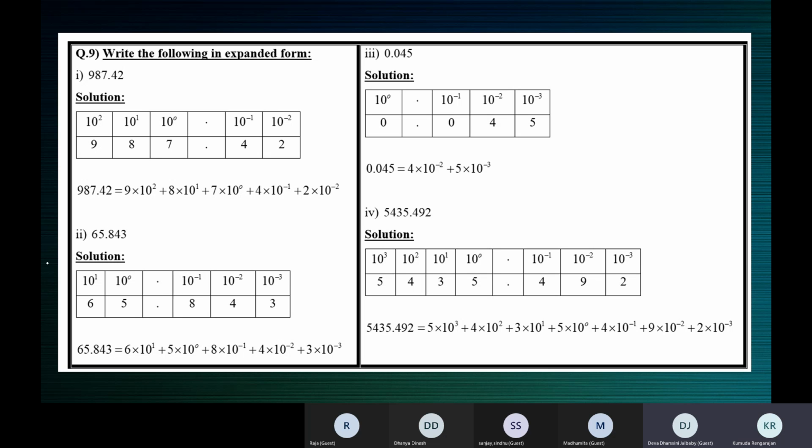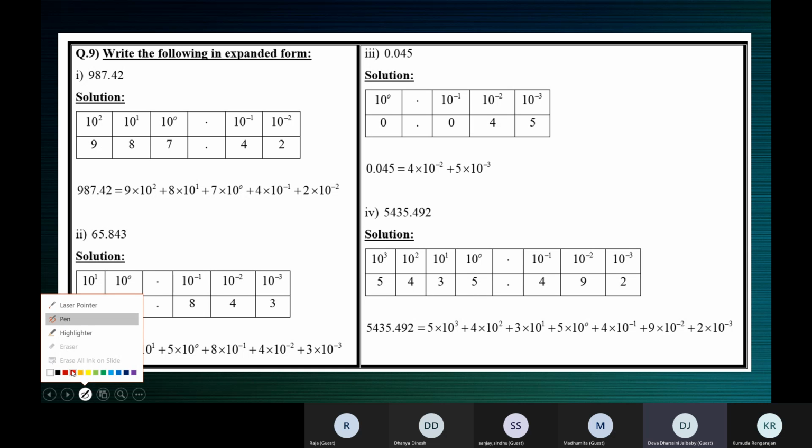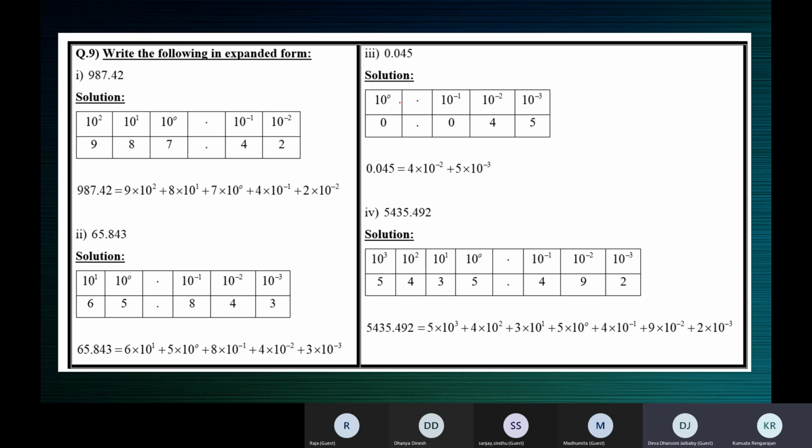So when it's 0, you don't have to really mention that. Here, if you see 10 to the power 0, decimal point, 10 power minus 1, 10 power minus 2, 10 power minus 3, place the digits in the number given like this. You don't have to write 0 into 10 to the power 0, 0 into 10 to the power minus 1. When you find zeros, you can ignore it. So 4 into 10 to the power minus 2, 5 into 10 to the power minus 3 will do.